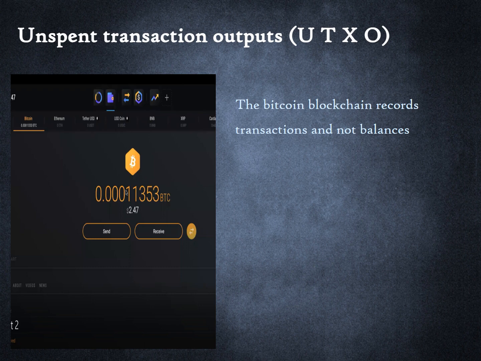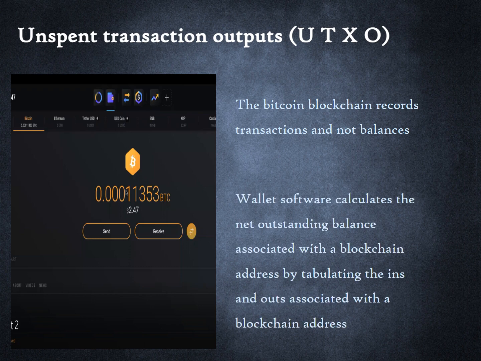You might wonder how, then, we can see the outstanding Bitcoin balance on my wallet. It is simply a calculation done by the wallet software. Wallet software calculates the net outstanding balance associated with a blockchain address by tabulating the ins and outs associated with a blockchain address.